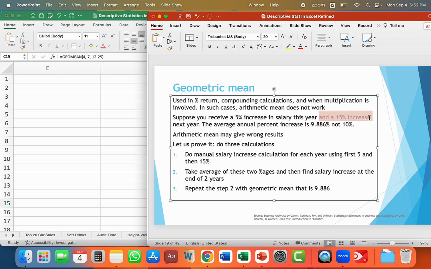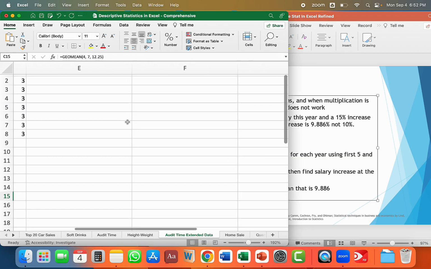And at the end of the second year, if someone asks you how much was your average raise, you will have a tendency to say, okay, I will take the arithmetic mean of 5 and 15, which means 5 plus 15 is equal to 20. 20 divided by 2 is 10. So you would say that my average raise is 10%, but actually that would be wrong. Your actual raise is 9.886, not 10%. Now I will explain this here.